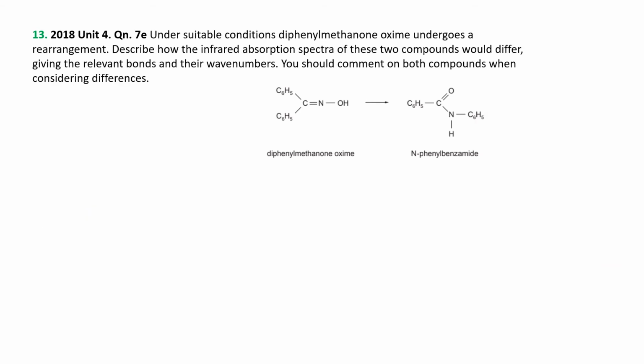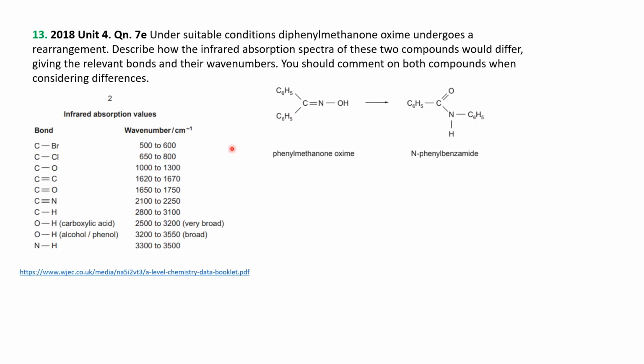Obscuring interesting bits can also occur in this problem. We're going from the phenylmethanone oxime, that's this one, rearranging to the N-phenyl benzamide here. You can see that it's just a rearrangement. You've got two C6H5 groups. You've got a C, an N, an O, and an H, a C, an N, an O, and an H. So there are our two structures.